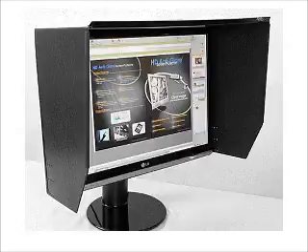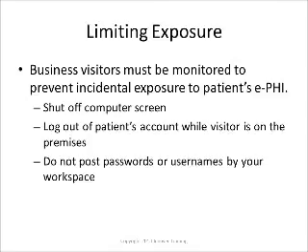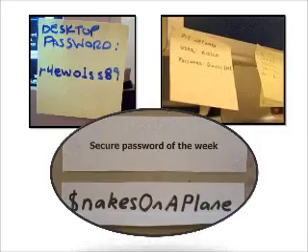Limiting exposure. Business visitors must be monitored to prevent incidental exposure to patients' electronic protected health information, such as, as I mentioned earlier, shutting off the computer screen, or logging out of a patient's account while the visitor is on the premises. And do not post passwords or usernames by your workspace, such as a little cheat sheet by your computer.